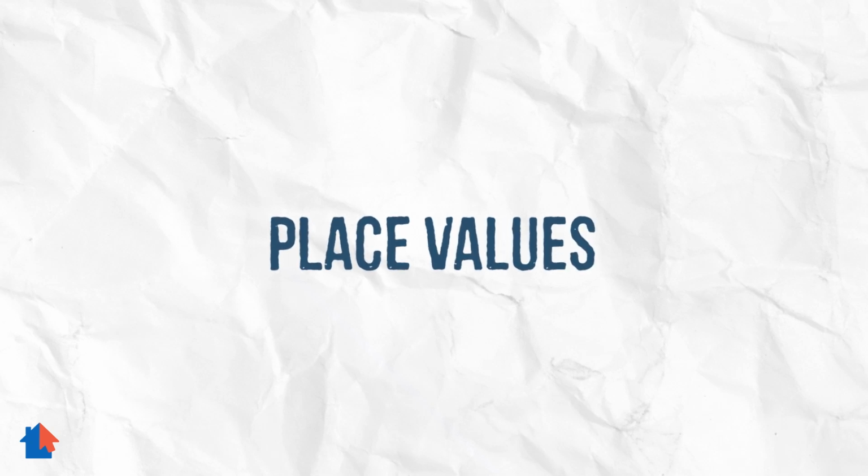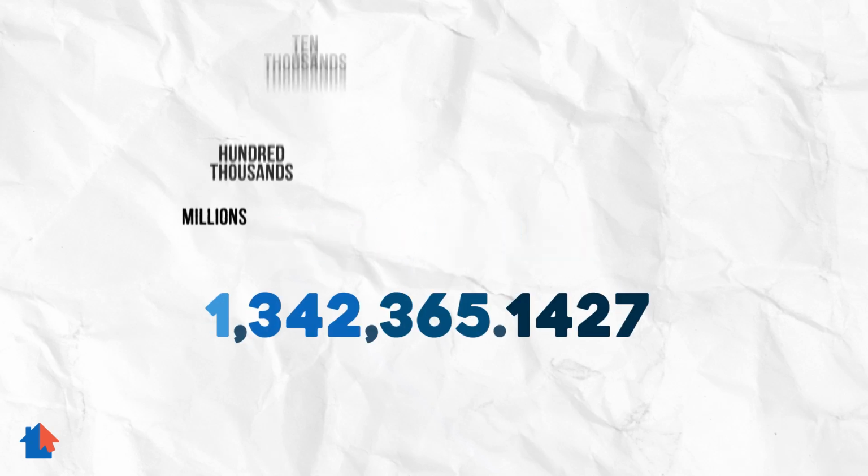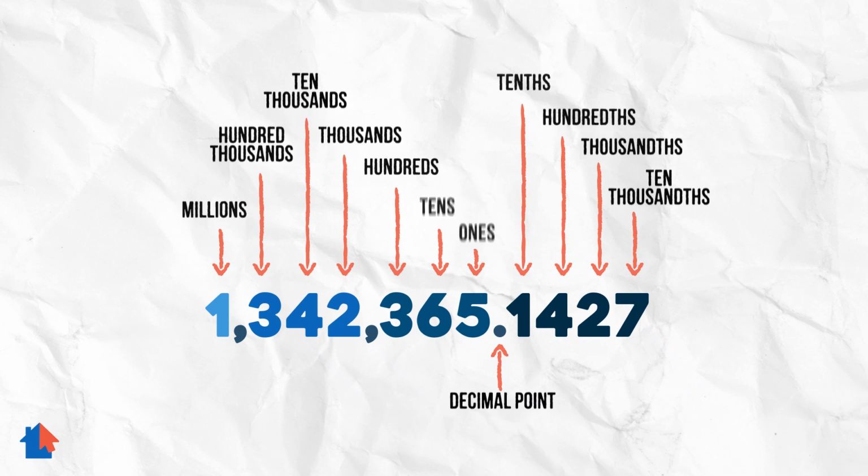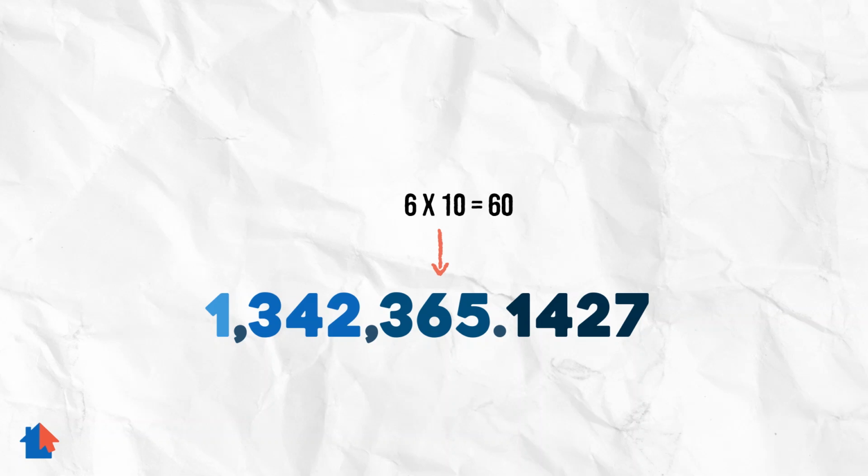Place values. The positions to the right of the decimal point are called place values. Whole numbers on the left have place values too. This diagram shows you the names of the place values before and after the decimal point. The number 6 is in the tens place. The 6 in the tens place has a value of 60. 6 times 10 equals 60.